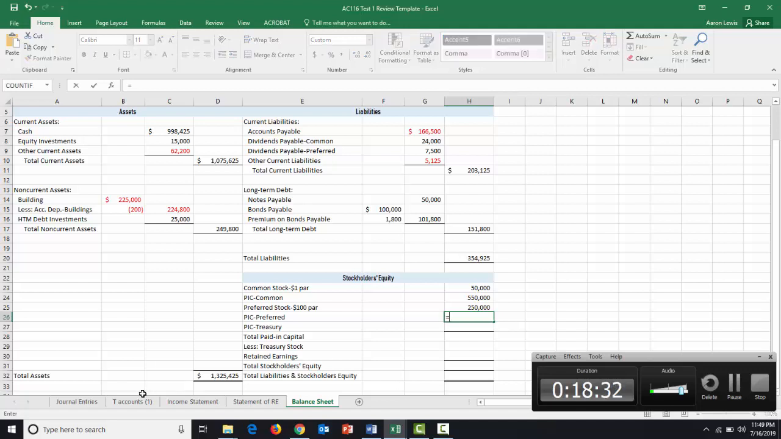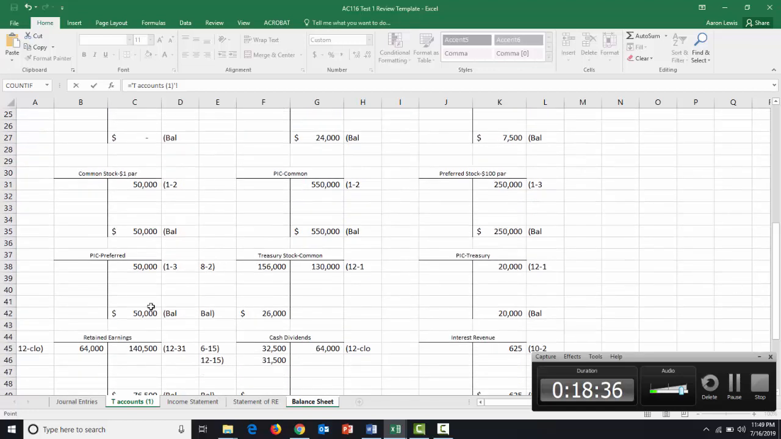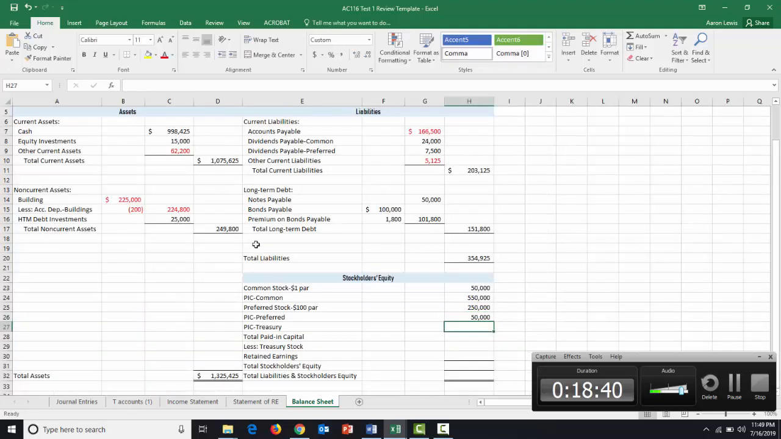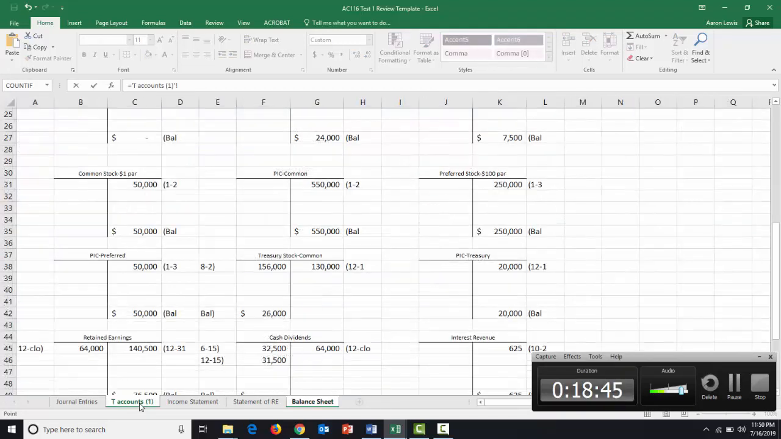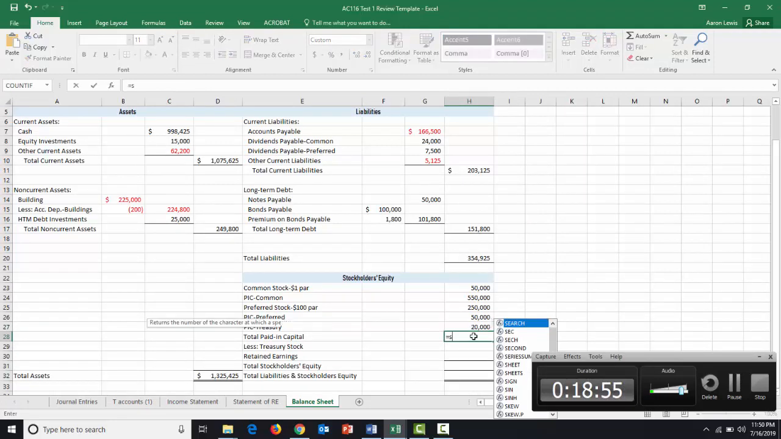We do the same thing with PIC. Just working our way down the line. PIC Preferred has a balance of $50,000. And lastly, we have our PIC Treasury account. So we hit equal, we go to our T accounts, and we find PIC Treasury to have a balance of $20,000. So for our total paid in capital, we hit equals the sum, open a parenthesis, of all of those accounts. We add them together, and we hit enter.